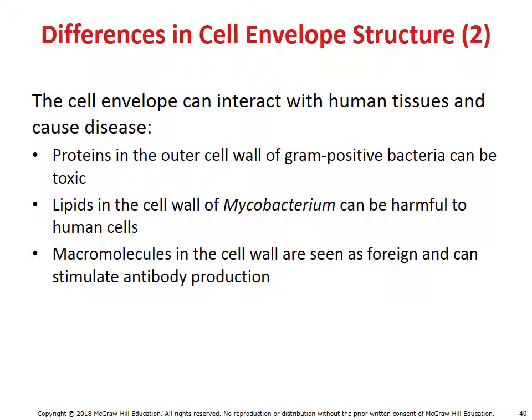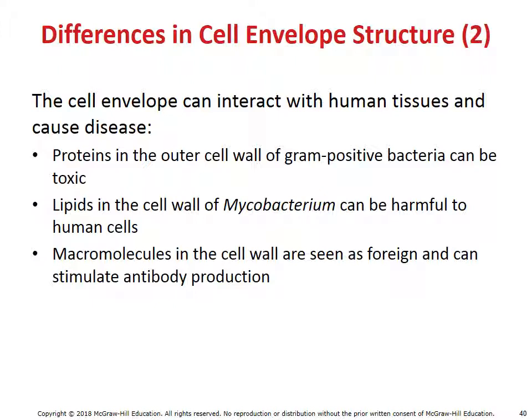The cell envelope, as we said before, is going to be made of a variety of things, but those things can actually interact with human tissues and cause problems. Proteins in that outer cell wall of gram-positive bacteria can be toxic, so we can actually view the gram-positive cell wall as being a threat and causing immune response.